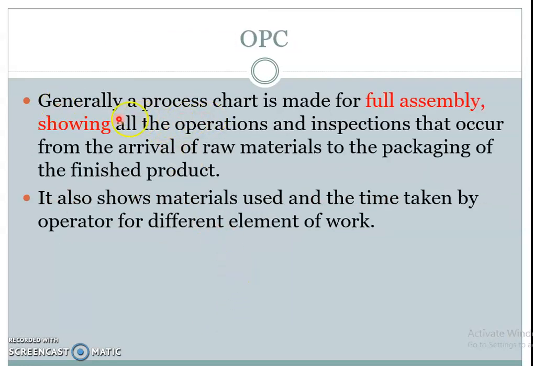Generally, the outline process chart is made for a full assembly, showing all the operations and inspections that occur from the arrival of raw materials to the packaging of the finished products. It shows only major operations and inspections that occur from the arrival of raw material to the output, that is, the finished product. It also shows the materials used and the time taken by the operator for different elements of work. Sometimes it also shows the time.